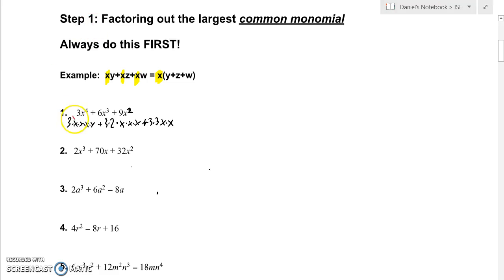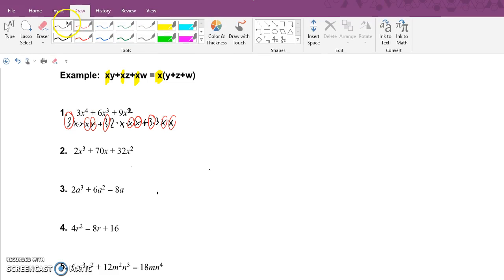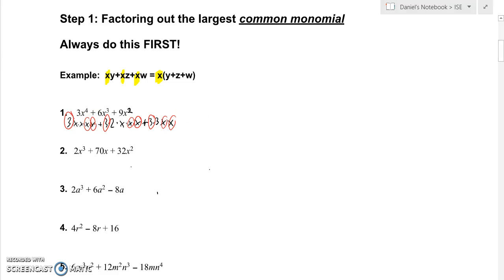What do they have in common? They all have a common 3. They have 2 x's that everybody has in common. And so we can factor out that common factor. This is 3x squared times, in parentheses. What's left over here? There are 2 x's, x squared. There is 2x, and there is 3.